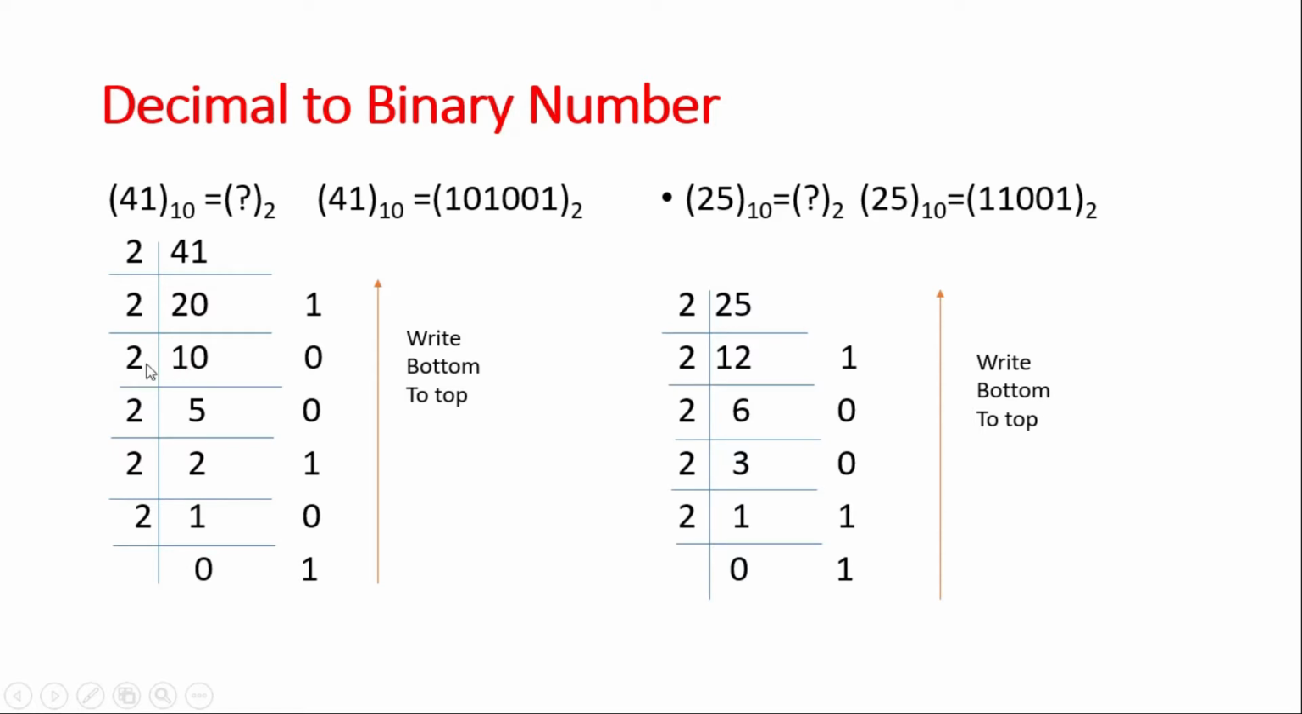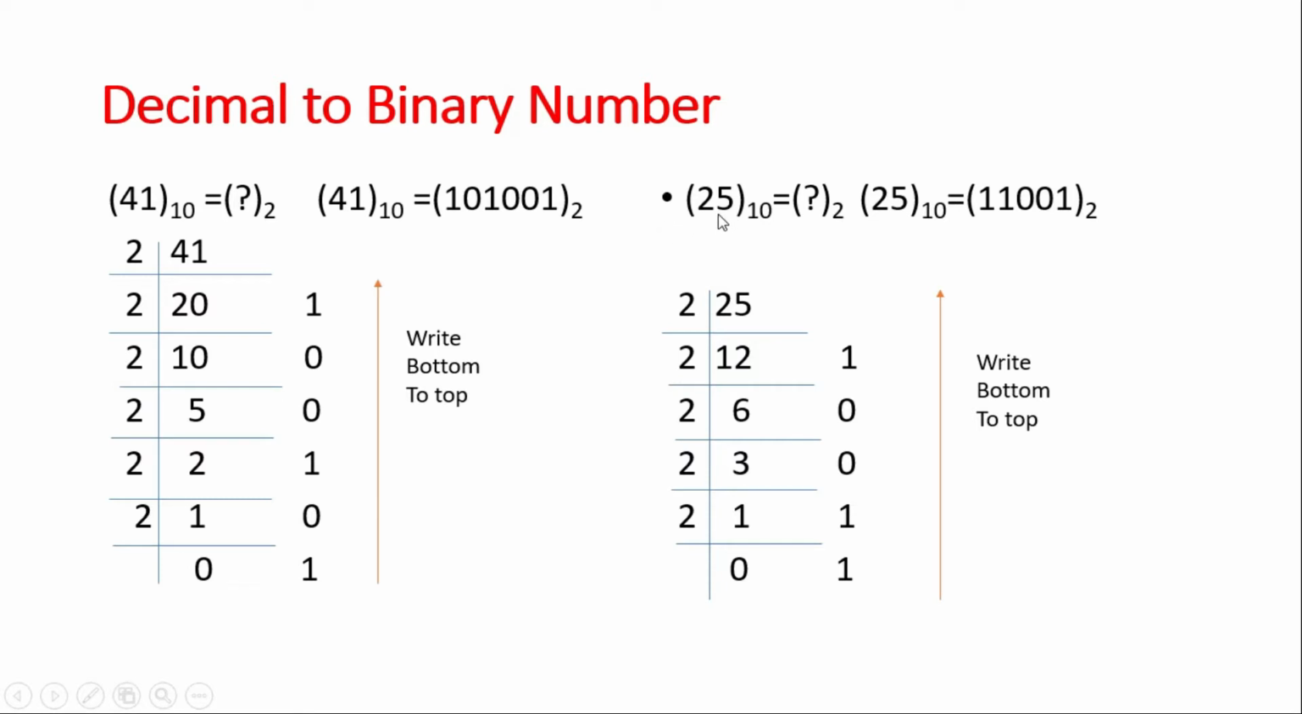10 divided by 2, the remainder is 0. 5 divided by 2, the remainder is 1. 2 divided by 2, the remainder is 0. 1 divided by 2, the remainder is 1. So we take bottom to top: 1 0 1 0 0 1. So our decimal number is converted to a binary number.